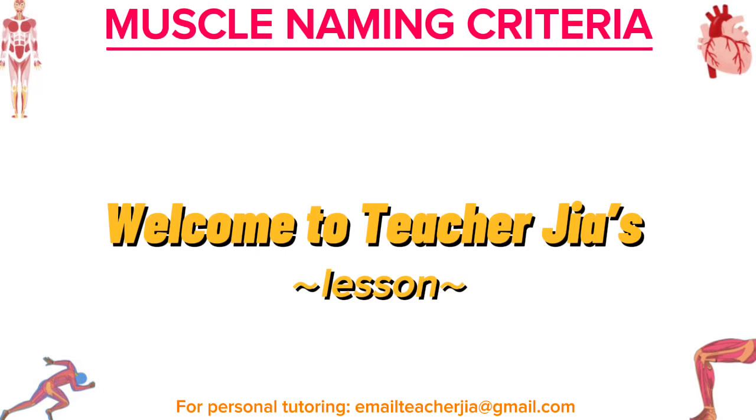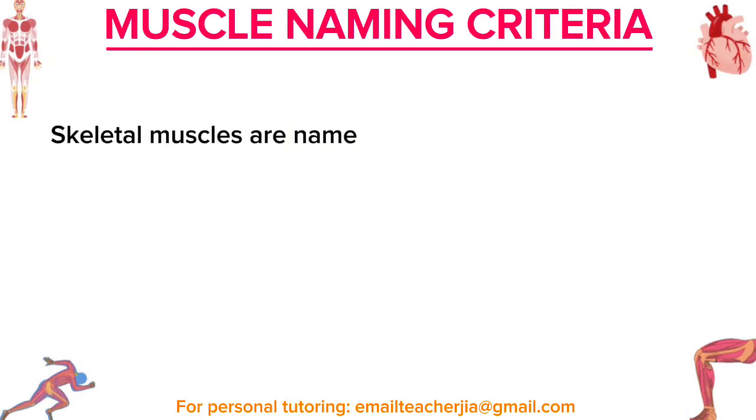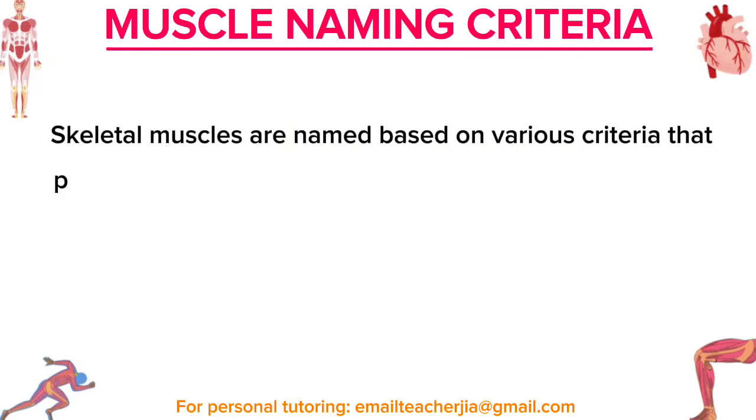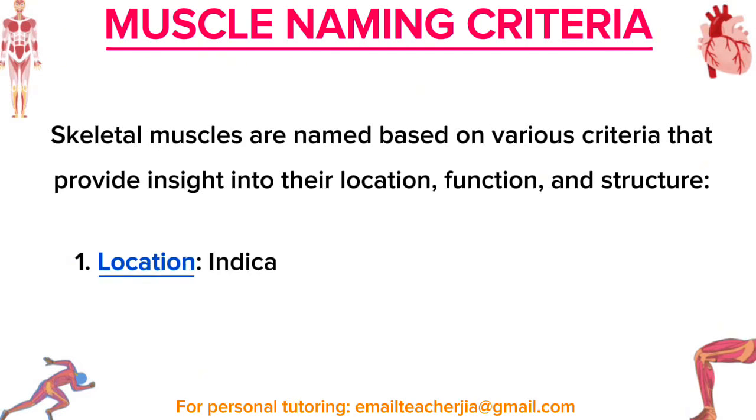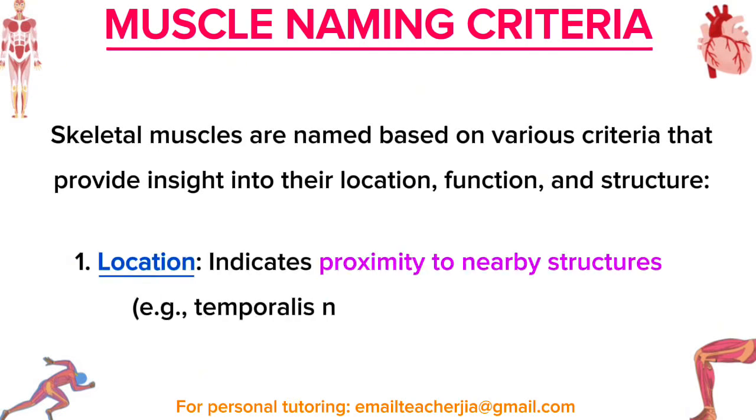Let's begin. Skeletal muscles are named based on various criteria that provide insight into their location, function, and structure. So let's talk about location. It indicates proximity to nearby structures, e.g. temporalis, near the temporal bone. So that is the first one, how we can name muscles that are near or in a certain proximity with certain structures.